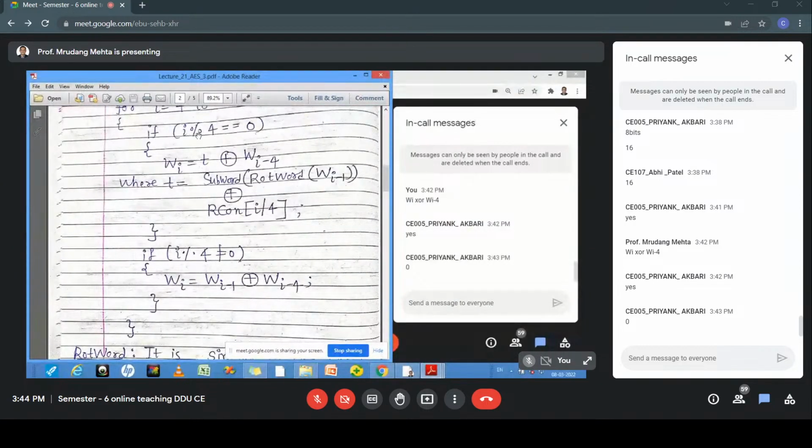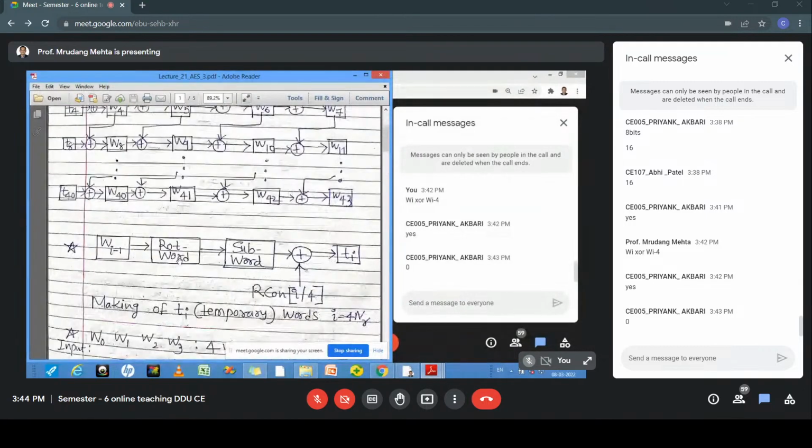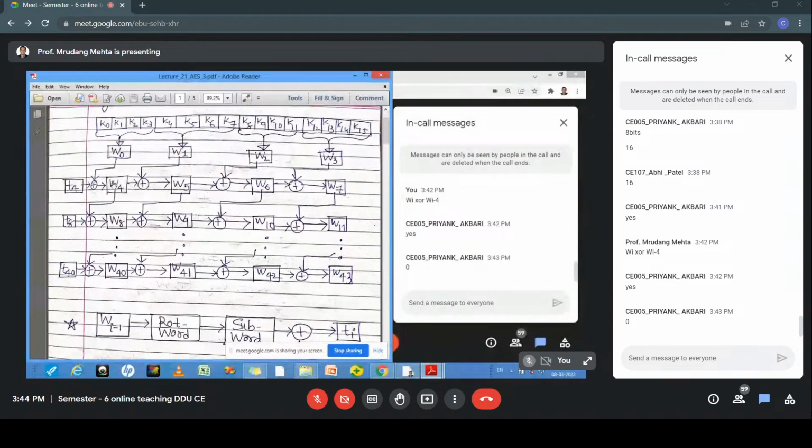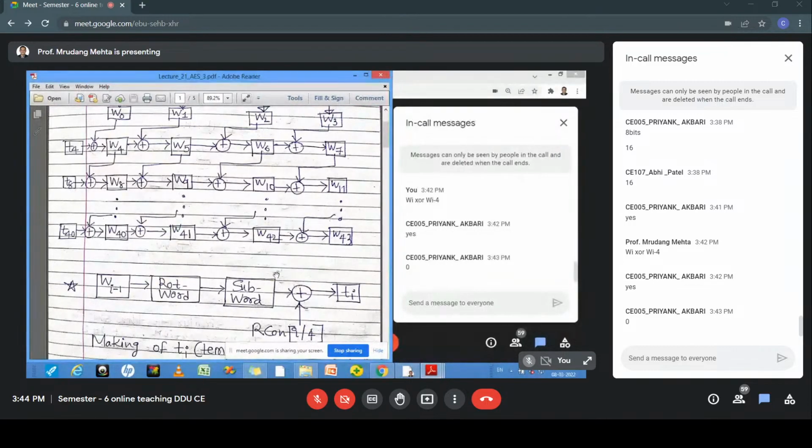Okay. So let us see how we obtain this W4, W8 and up to W40. If i mod 4 equal to 0, then we have to follow this process. This process includes rotation of word, substitution of a word, and R constant. So we want to get W4. For that, one previous W is available, that is W0. But this second, T4, is not available.